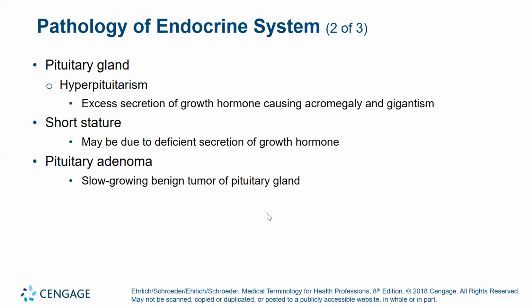Underneath the pituitary gland, we have hyperpituitarism. This is just excessive secretion of growth hormone, which does cause acromegaly and gigantism. We have short stature. This may be due to deficient secretion of growth hormone. We have pituitary adenoma. It's a slow-growing benign tumor of the pituitary gland. The short stature would also be known as dwarfism.